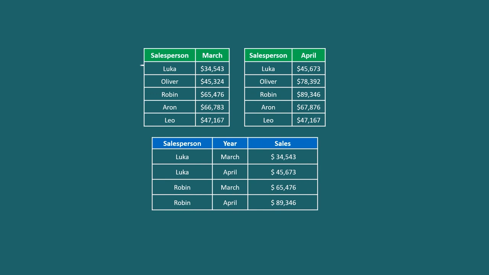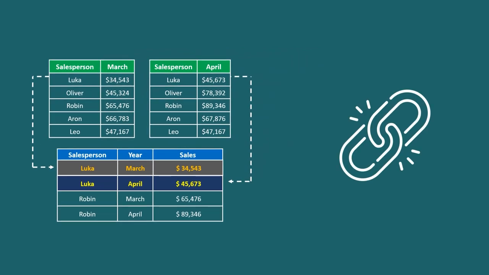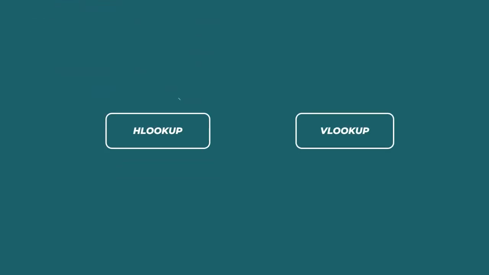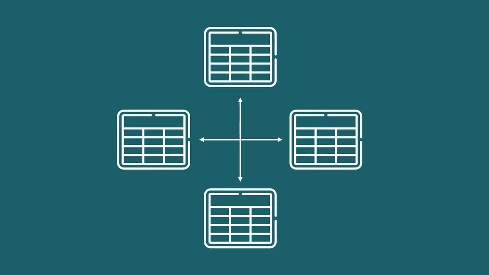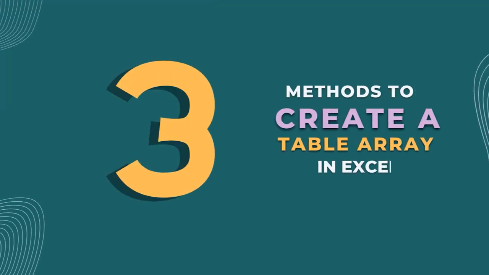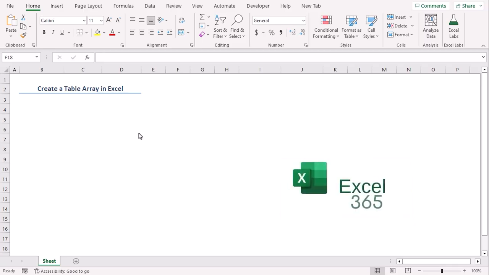You can map with a single table if the data is from individual tables that are linked and related between them. It is useful to use HLOOKUP and VLOOKUP table array if the tables are correlated with each other. Here we will discuss three types of dataset using Excel 365. You can use other available Excel versions as well.